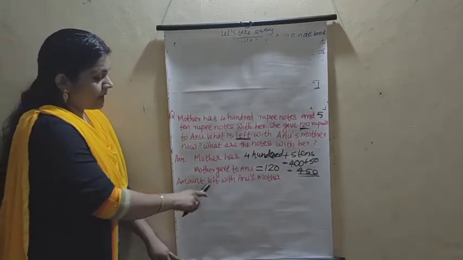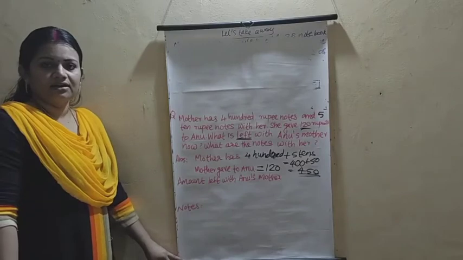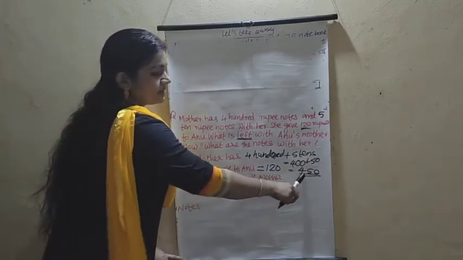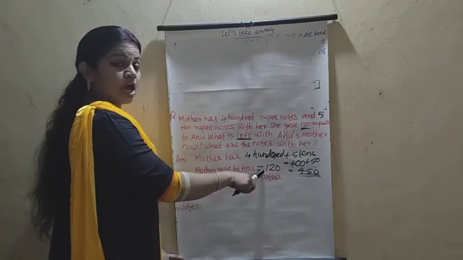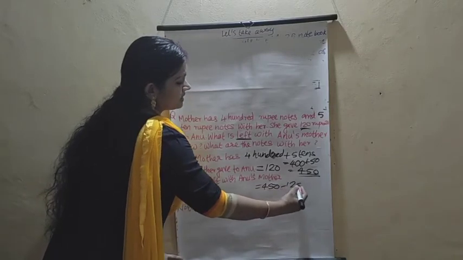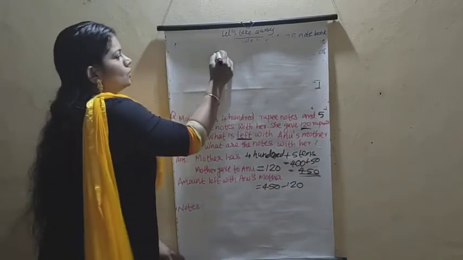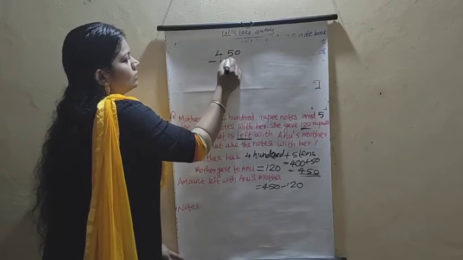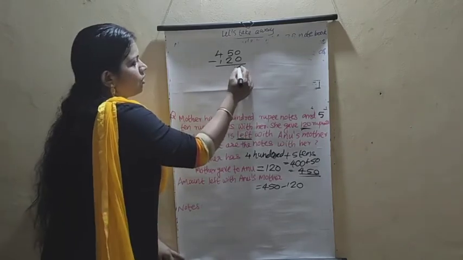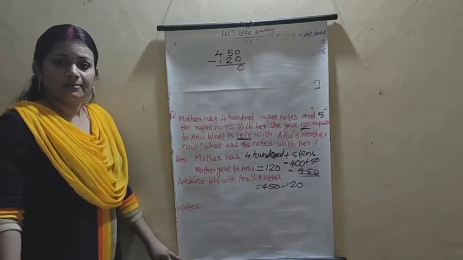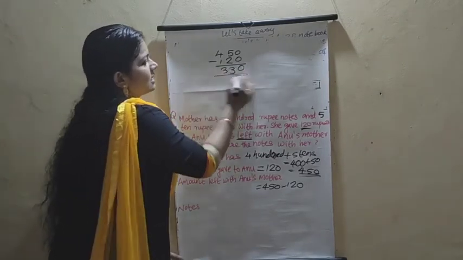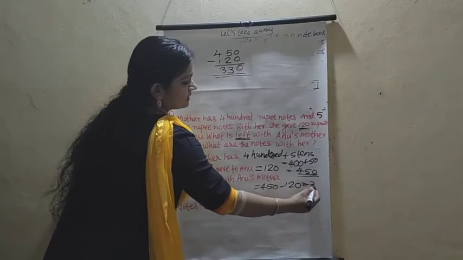Then what is the question? Amount left with Anu's mother. How much money is left with Anu's mother? Total money is 450. Then she gave Anu 120. So you do the subtraction, 450 minus 120. 0 minus 0? 0. 5 minus 2, what is it? Take 5 fingers, cross 2 fingers, 3. 4 minus 1, 3.